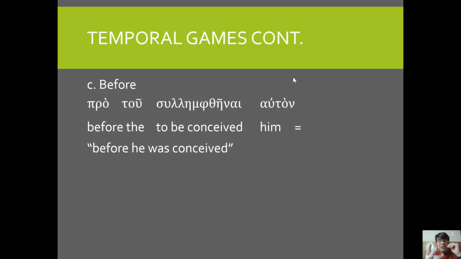So you can see there are three. There's a purpose-result game with eis to infinitive. There's a causal game with dia to infinitive, and then there are time games. There's the "while" time game that is en to infinitive. There's the "after" time game that's meta to infinitive, and then there's the "before" time game that's pro tou infinitive. And there you have it.